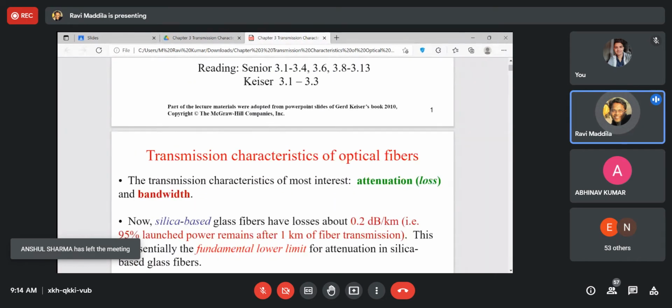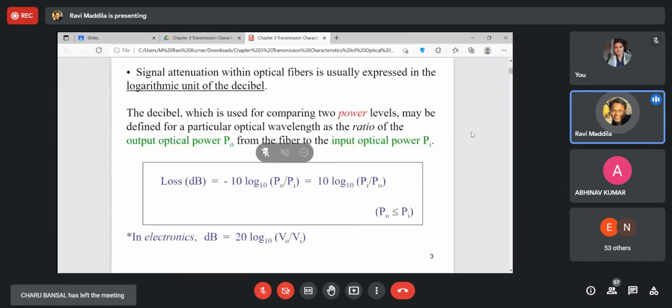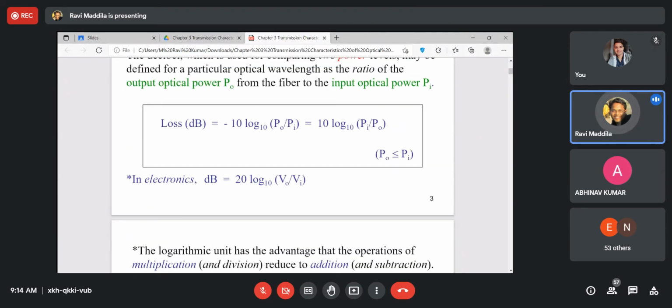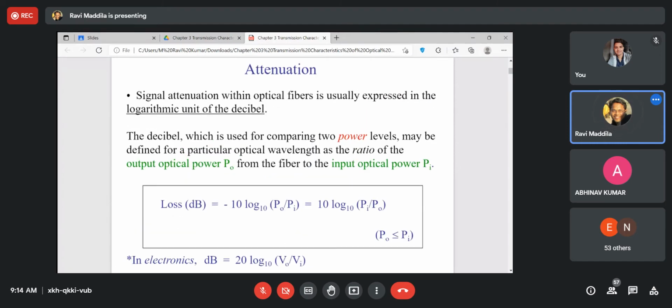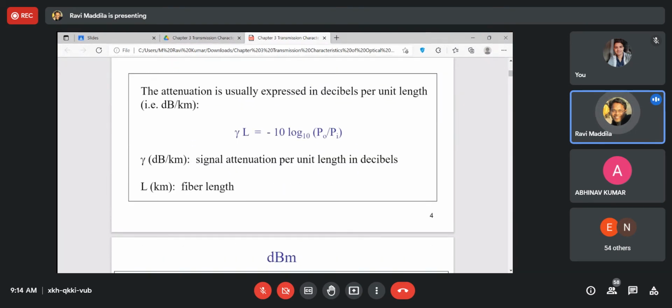So these are the textbooks which I've already shared with you. You can go through these contents for further details. I've already discussed these transmission characteristics, attenuation. I have this part on the measurement of attenuation. We'll come to this later on.